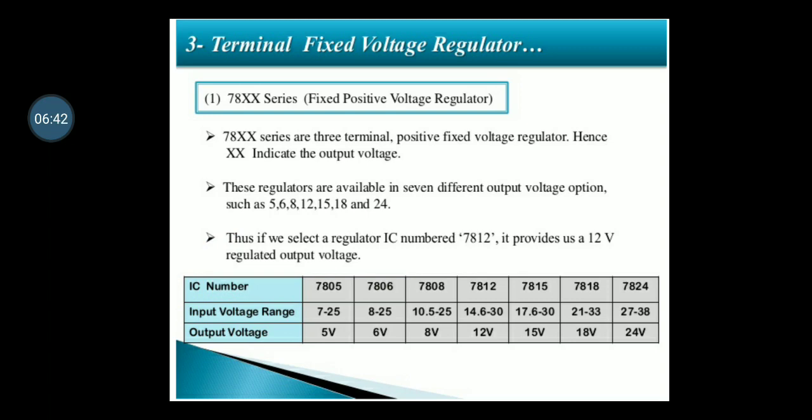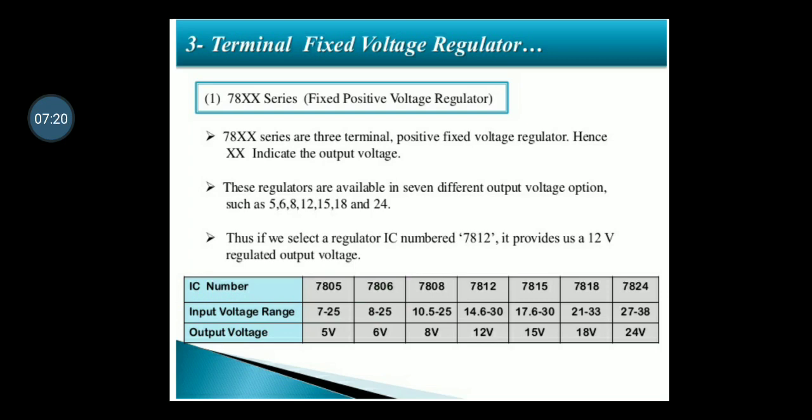Next, the 3-terminal fixed voltage regulator. A fixed voltage regulator has the 78XX series. The 78XX series are 3-terminal positive fixed voltage regulators, where XX indicates the output voltage. These regulators are available in 7 different output voltages such as 5, 6, 8, 12, 15, 18 and 24. Thus, if we select a regulator IC numbered 7812, it provides us a 12 volt regulated output voltage.